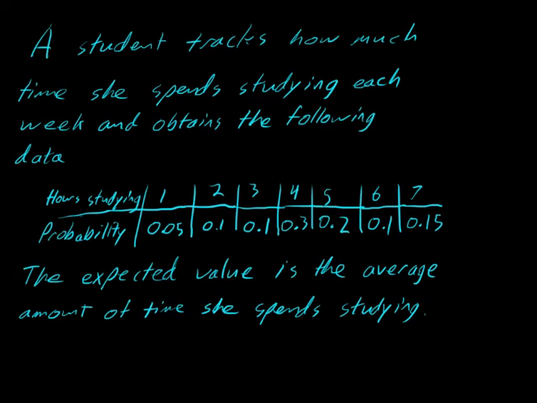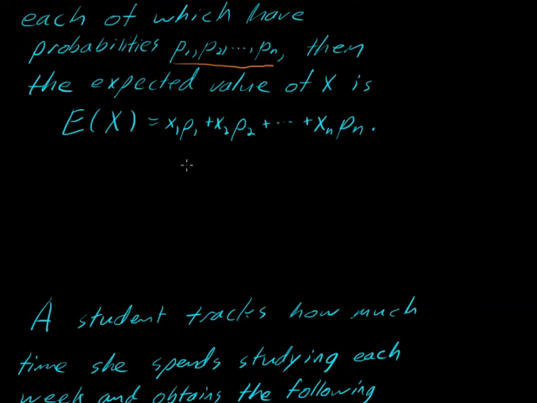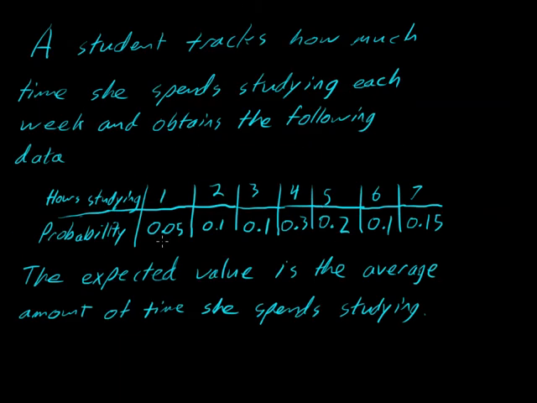So a basic example of this is, suppose we have the following. A student tracks how much time she spends studying each week and has the following data. So we have a little chart here that says the probability she spends 1 hour studying is 0.05, the probability of spending 2 hours studying is 0.1, and so on. And the expected value is the average amount of time she spends studying each week. And so we can figure that out. Use our formula that's just right up here. Again, you take each outcome times its corresponding probability, add them all up.